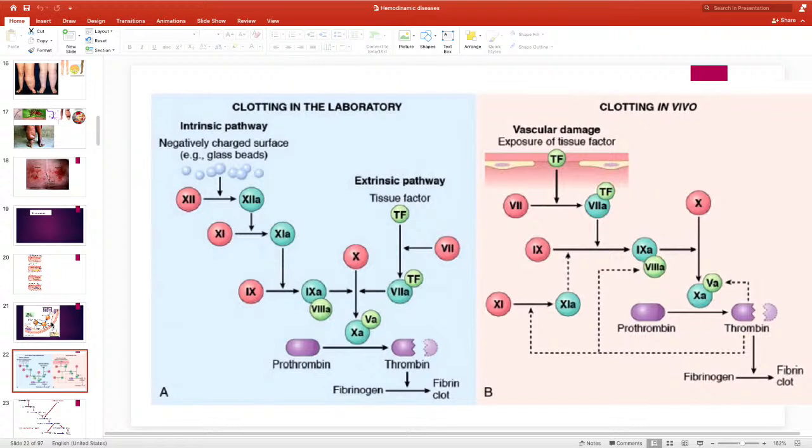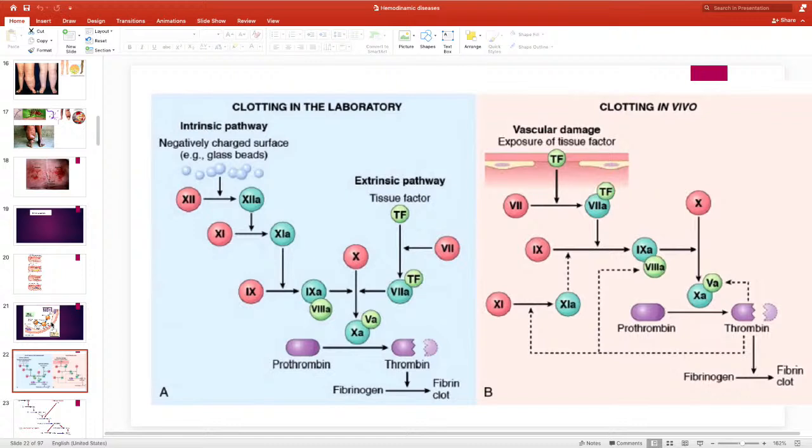Clotting factors we have in intrinsic and extrinsic pathway. The intrinsic pathway usually starts with factor 12. Factor 12 we call Hageman's factor. Activation of Hageman factor leads to factor 12A formation. 12A acts on factor 11 and 11A is produced. 11A acts on factor 9, not 10, and 9A is produced.